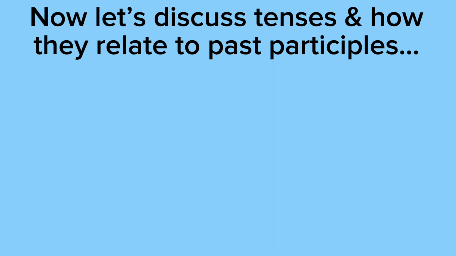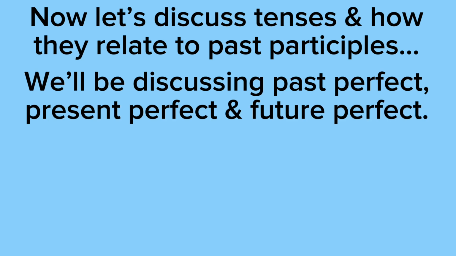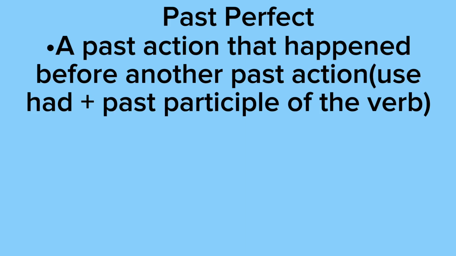Now let's discuss tenses and how they relate to past participles. The tenses we'll be discussing are past perfect, present perfect, and future perfect. So what is past perfect? Past perfect refers to a past action that happened before another past action. Use had plus the past participle of the verb.